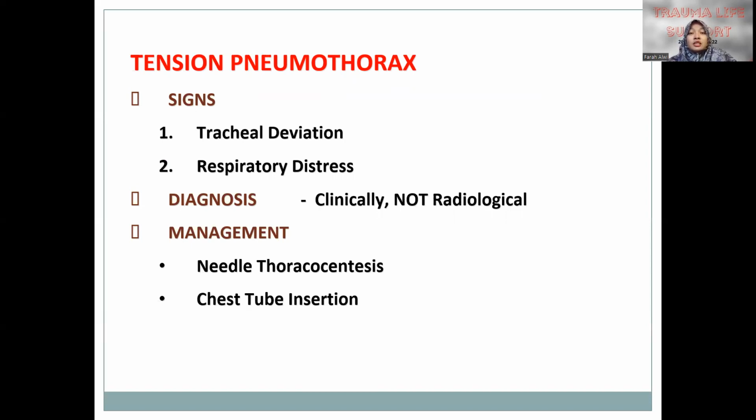Management. Immediate management is needle thoracocentesis. Where to do your needle thoracocentesis? In adults, it's in the safety triangle zone. In pediatrics, it's the second intercostal space, mid-clavicular line. The definitive management for tension pneumothorax is chest tube insertion.